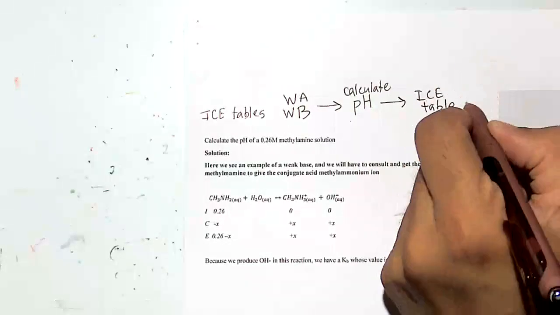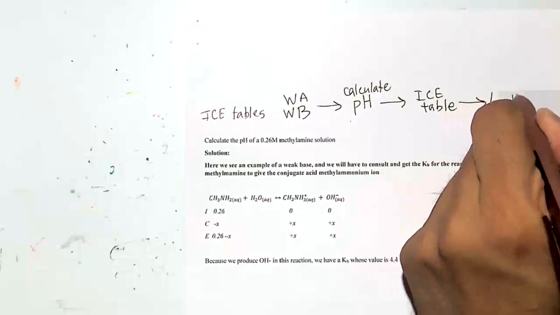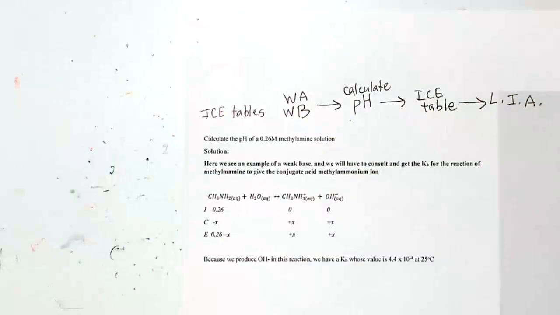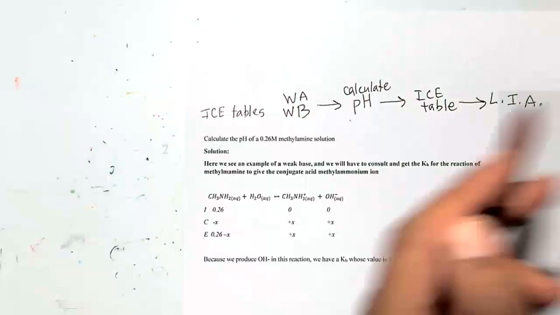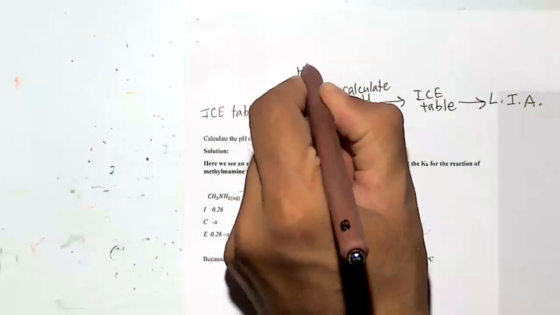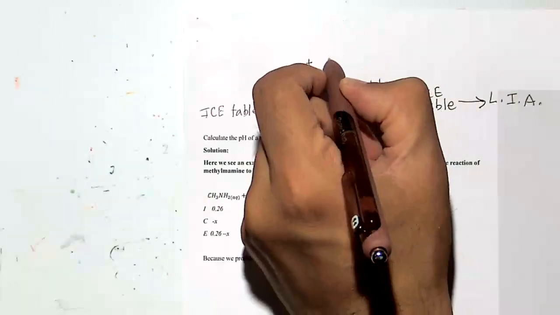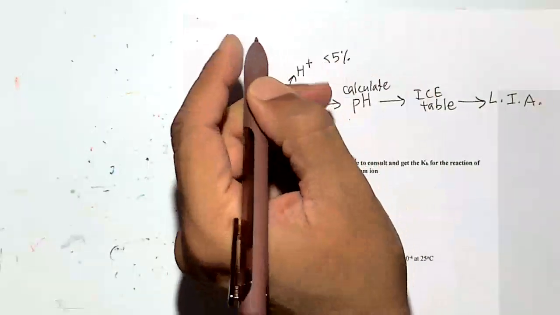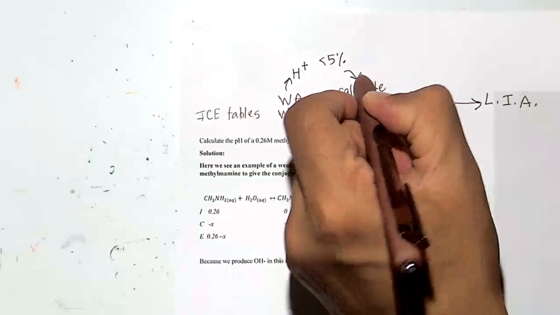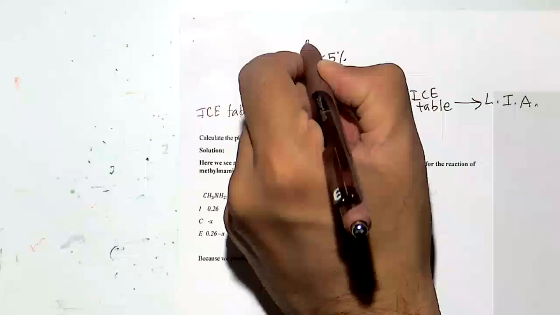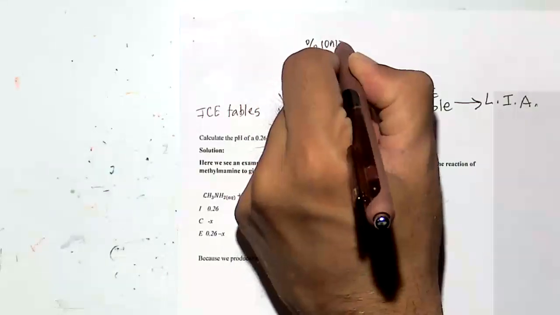Now, to make our life a little bit easier with the ice table, we can do what's called the low ionization assumption. So we'll do that for your test. We will not, or at least I will not have you do the quadratic. So we will assume the ionization of weak acid to give you H plus is very small, less than 5% in calculating the pH. So when it's less than 5%, you can use the low ionization assumption. That is percent ionization.